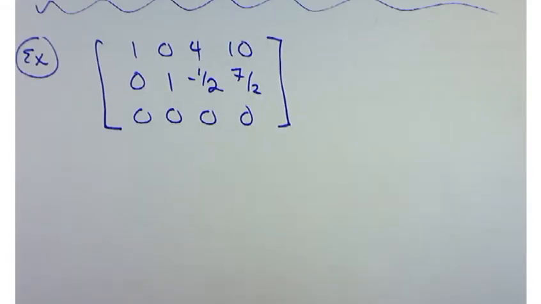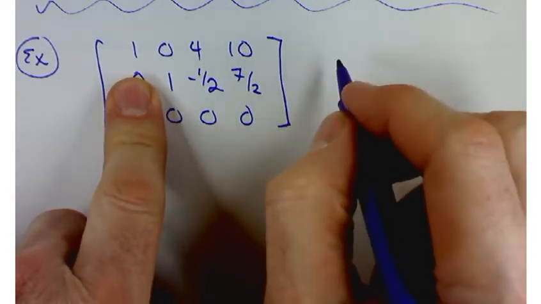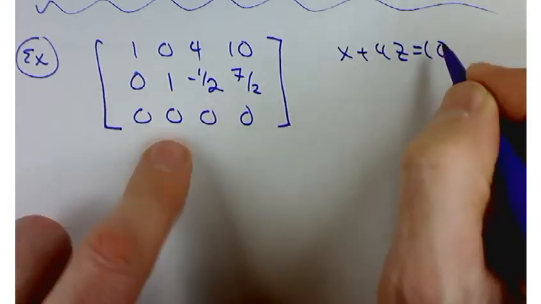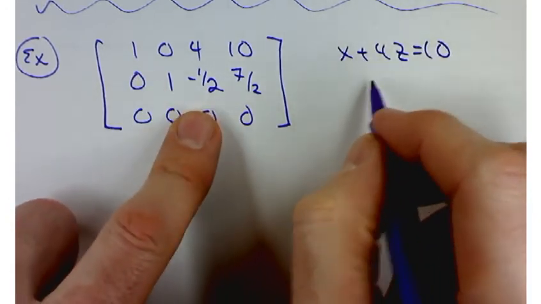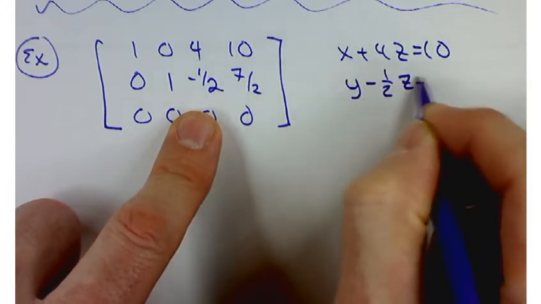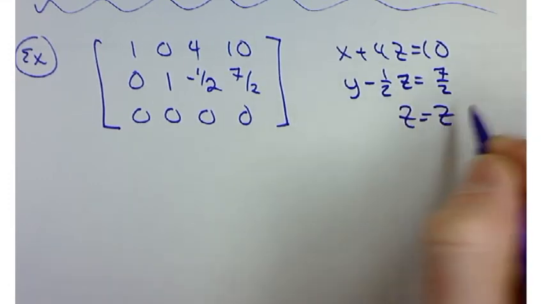Kind of like our last one, let's write down what these equations are saying. The first one says x plus 4z equals 10. What's the second equation saying? y minus 1/2 z equals 7/2. And the last one's not telling us anything, right? So let's let z equal z.